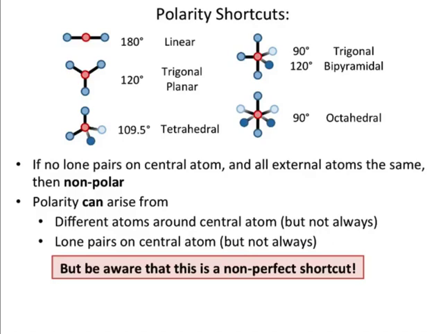But polarity can arise if you have different atoms around the central atom. That's not always true, but it can occur there. It can also occur if you have lone pairs on the central atom. Not always, but often if you have a lone pair on the central atom, that will lead you to something being polar. So, general idea, if you have a lone pair on the central atom, there's a decent chance it's polar. If you don't have a lone pair on the central atom, decent chance it's nonpolar. It's not a perfect shortcut. So you're better off doing the process on the last page. But if you're in a hurry, you can start here and then think about it a little more.